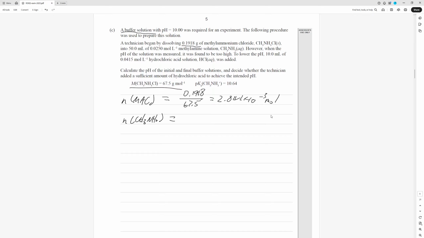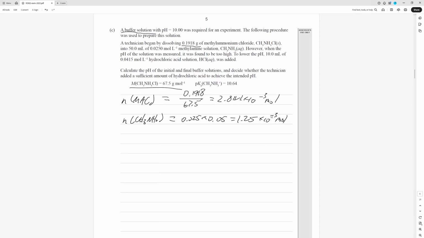And remember to convert into liters or decimeters cubed. So this is going to be 0.025 times 0.05, giving us 1.25 times 10 to the power negative 3 moles.